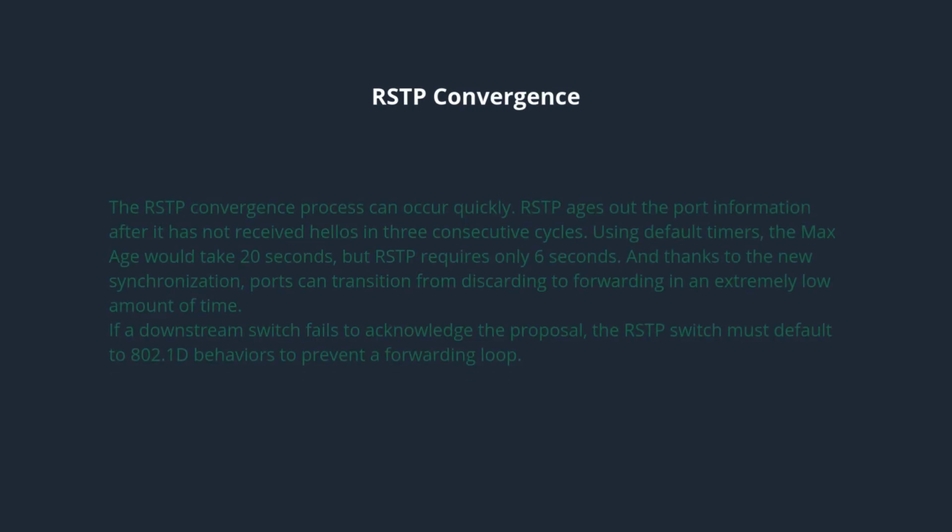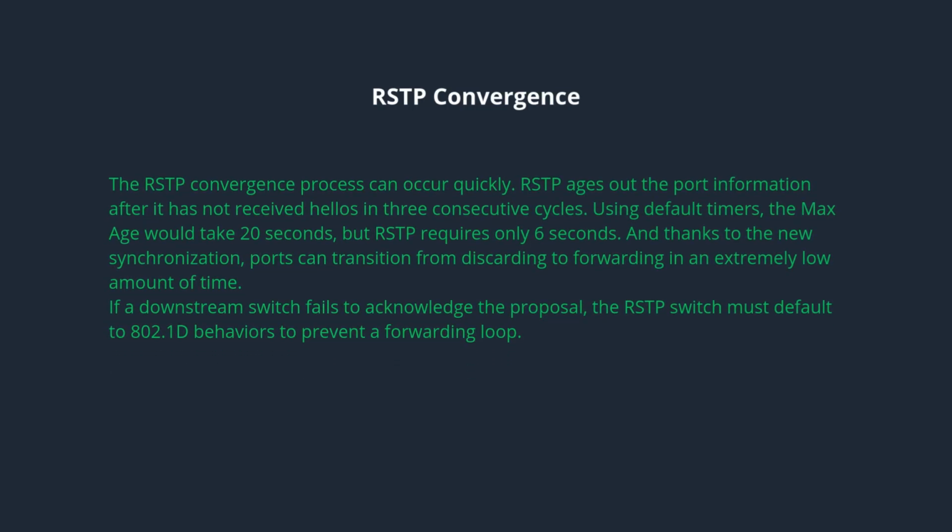Let's talk about what happens during convergence, because this is where RSTP really shines. The RSTP convergence process can occur quickly because it ages out the port information after it has not received hellos in 3 consecutive cycles. Here's the math. Using default timers, the max age would take 20 seconds with traditional STP, but RSTP requires only 6 seconds. That's more than 3 times faster. And here's the brilliant part. Thanks to the new synchronization mechanism, ports can transition from discarding to forwarding in an extremely low amount of time, often less than a second in optimal conditions.